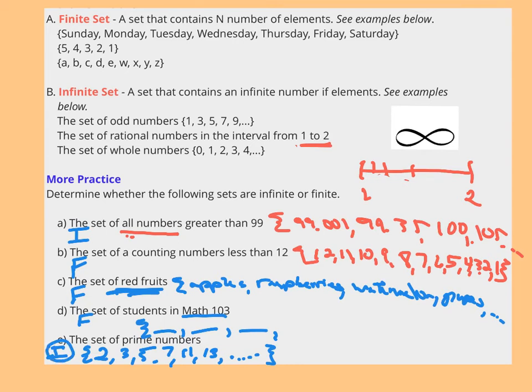So in the examples here, we had two infinite sets. The set of all numbers greater than 99, because there was no limit to that. We can go starting at 99 and keep going on forever. And the set of prime numbers starting at 2, going on forever. The other three sets were finite because we had a starting and an ending, and we could count the number of elements in between.